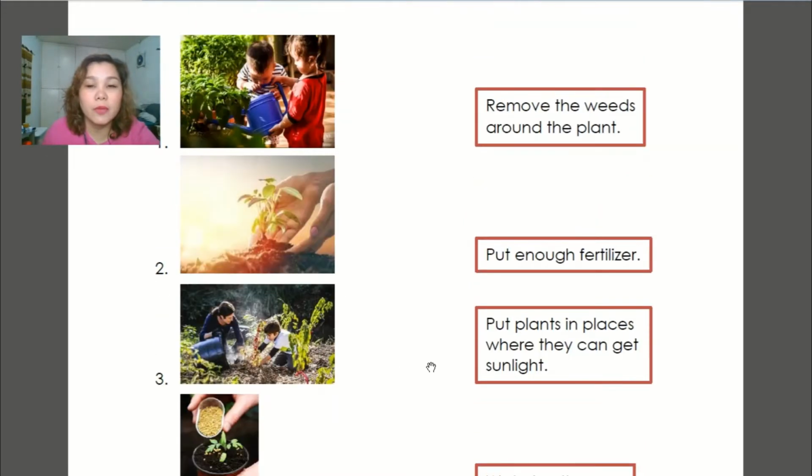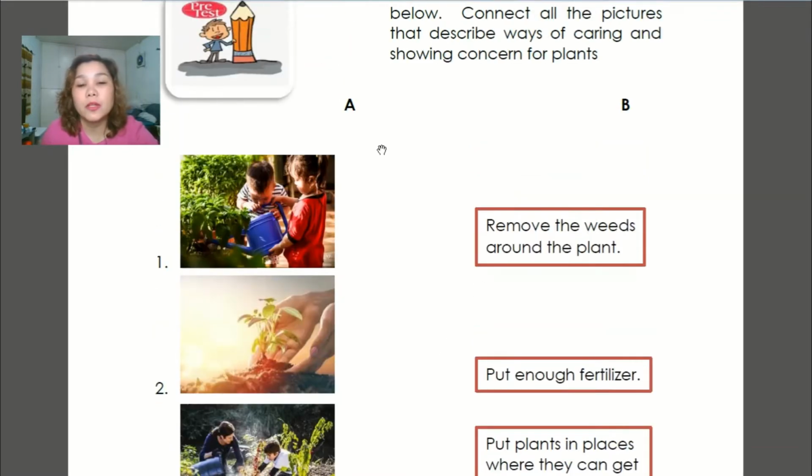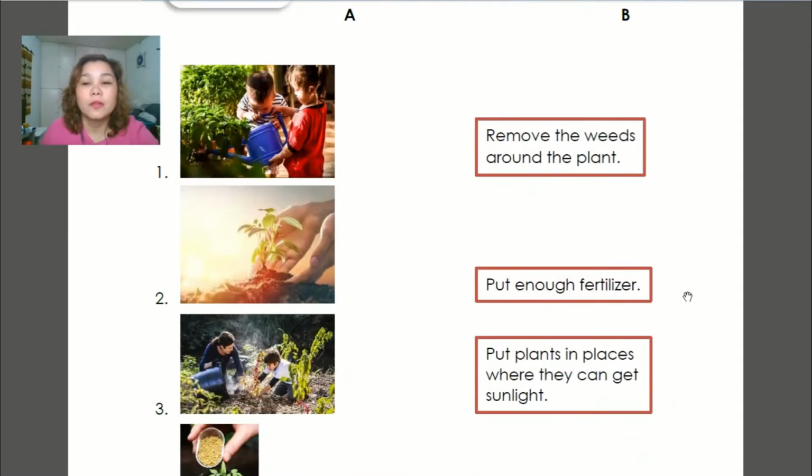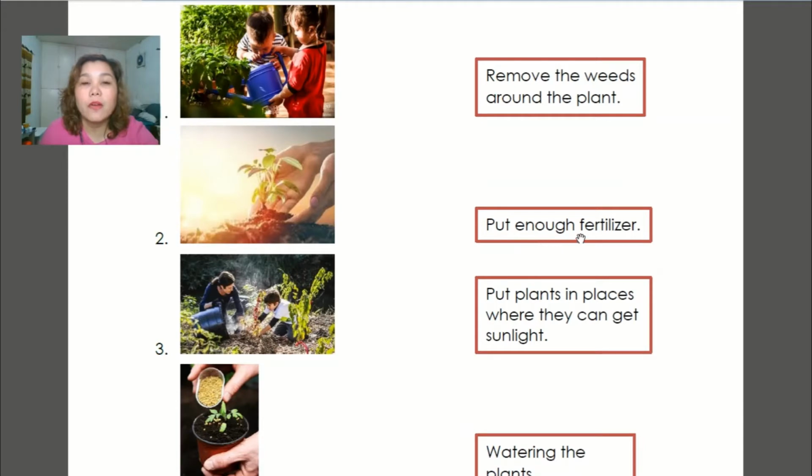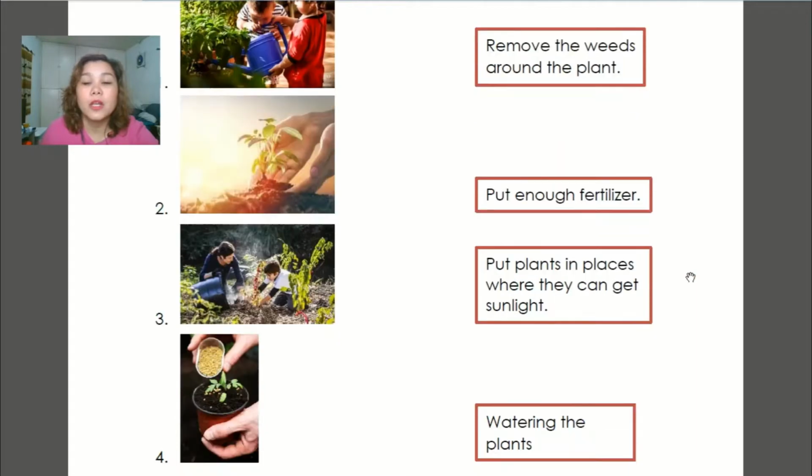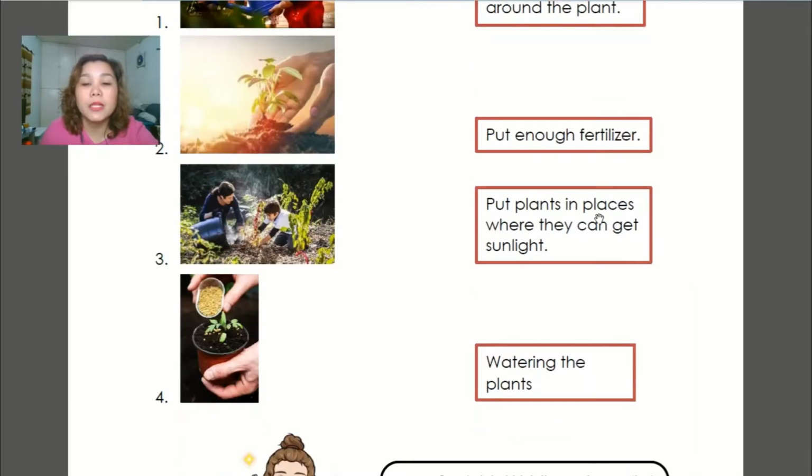What does it say? What does it tell about the picture? You are to connect. These are the ideas under column B. Remove the weeds around the plant. For the next idea, put enough fertilizer. For the third idea, put plants in places where they can get sunlight. And then the last idea, watering the plants.